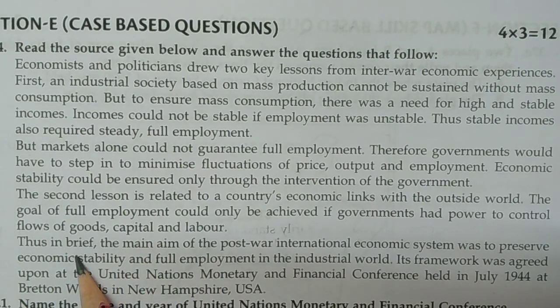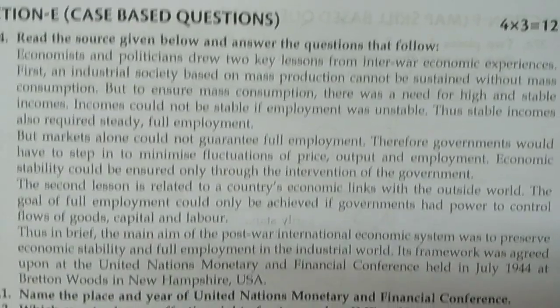Thus, in brief, the main aim of the post-war international economic system was to preserve economic stability and full employment in the industrial world. Its framework was agreed upon at the United Nations Monetary and Financial Conference held in July 1944 at Bretton Woods in New Hampshire, USA.